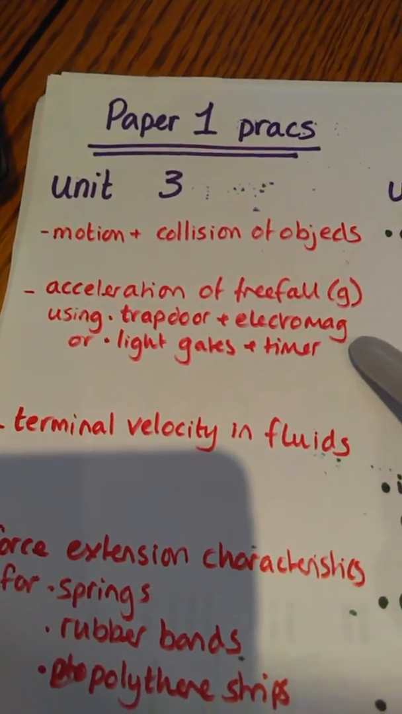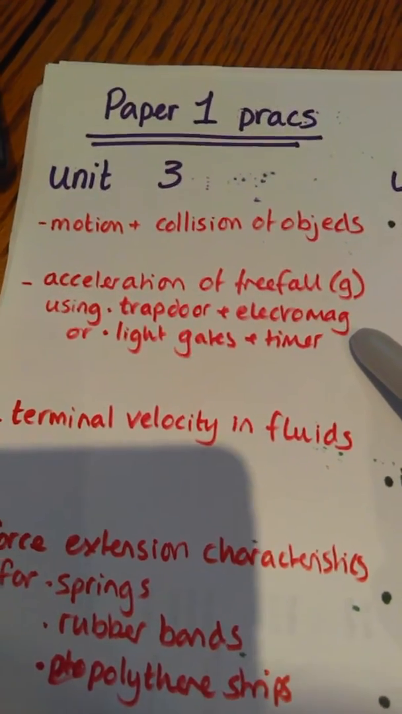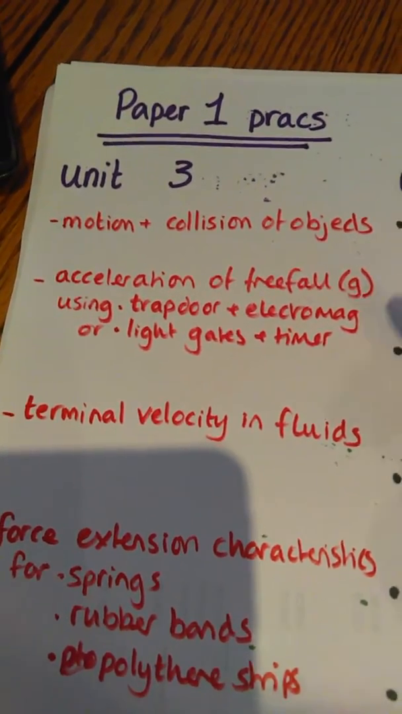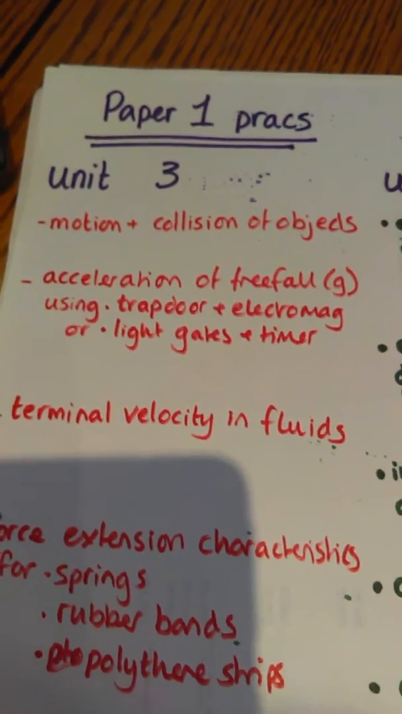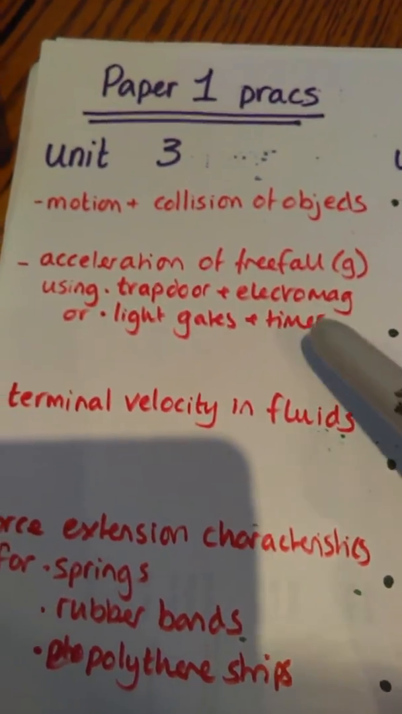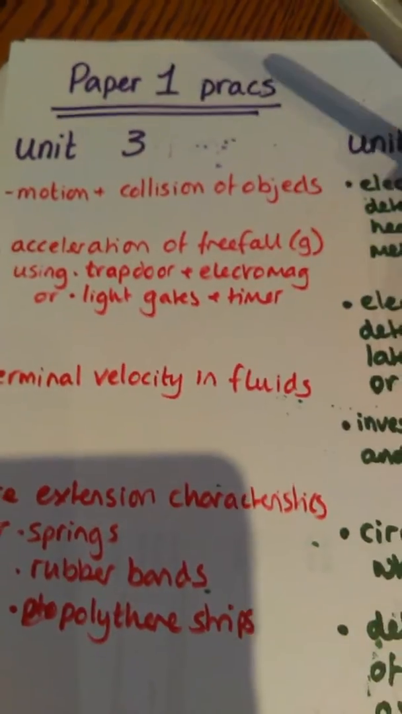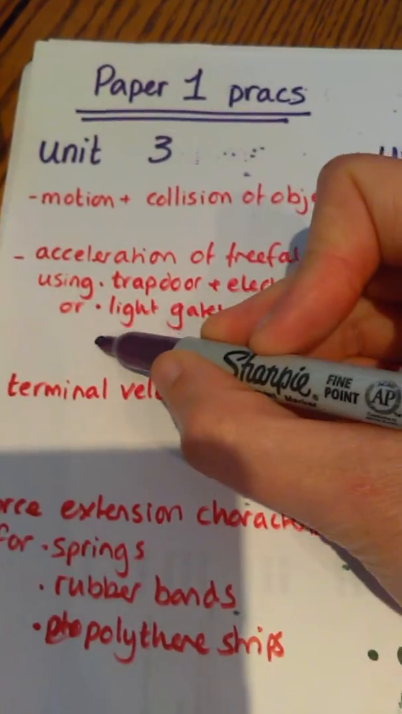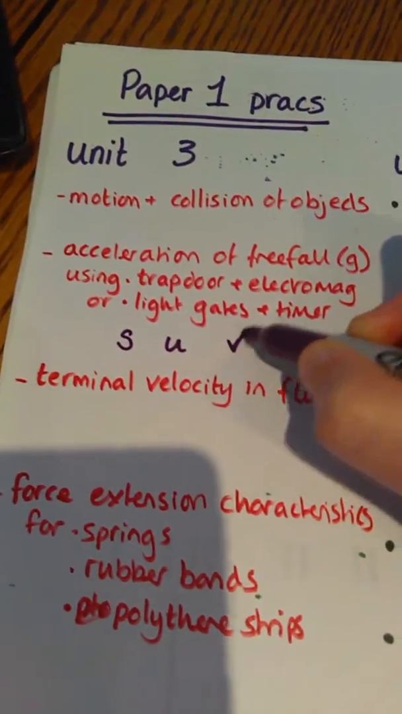There's the trapdoor and electromagnet method. Make sure you know that the problems with that method is that you might get the trapdoor sticking, you might have air resistance getting in the way, or measuring g just using light gates and timer. So for doing both of these, remember you're going to be using a suvat equation.